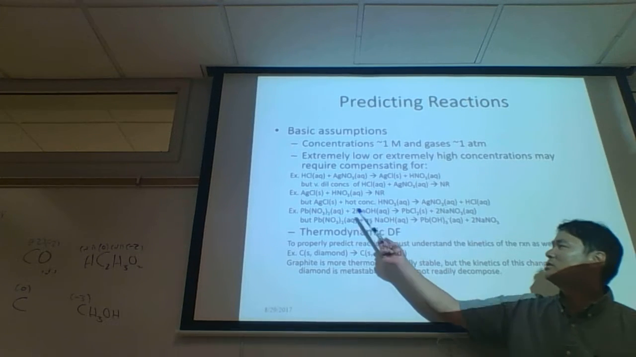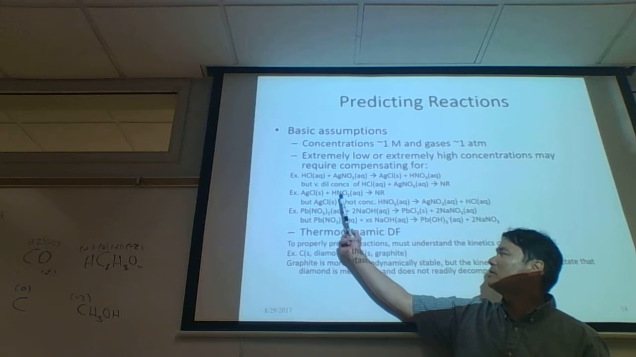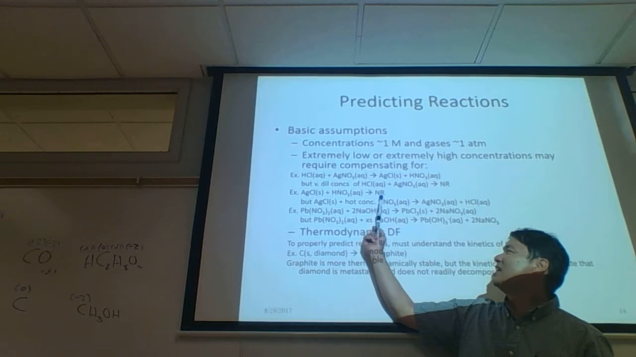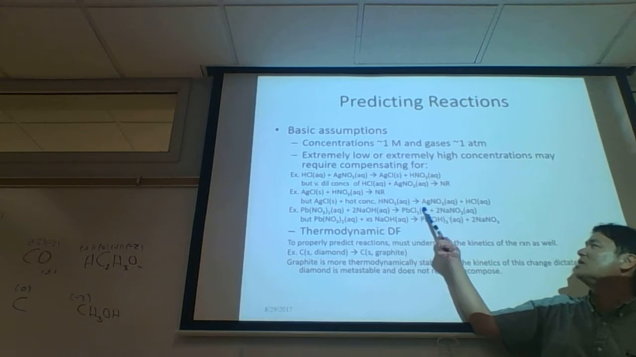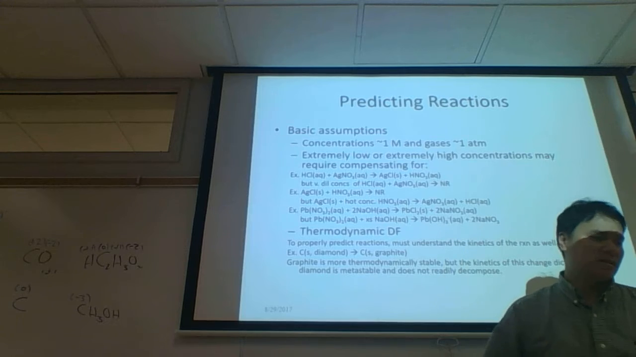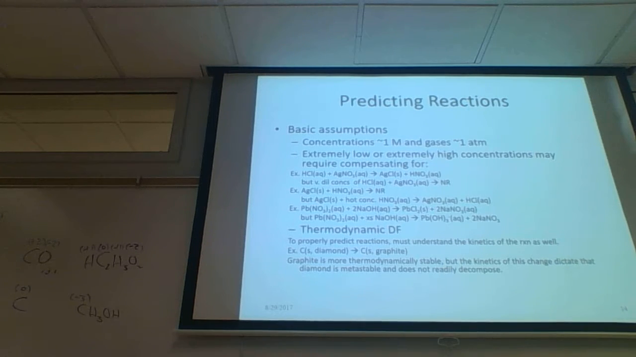The reverse reaction should be unfavorable. Silver chloride plus nitric acid, we should get no reaction for that. But it turns out that silver chloride with hot concentrated nitric acid will produce a reaction. This is the wrong reaction. I keep forgetting to change this slide.